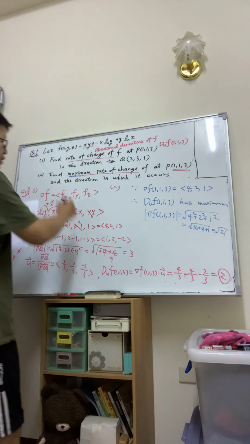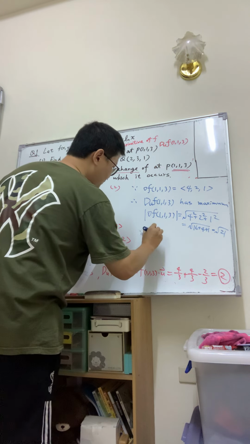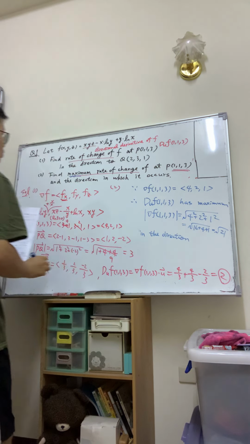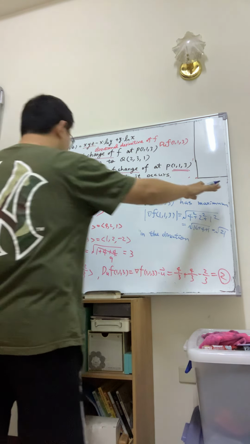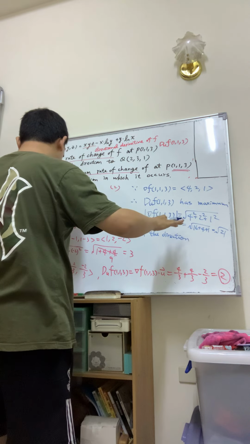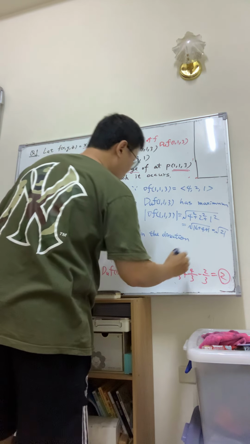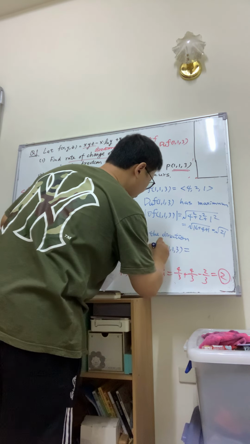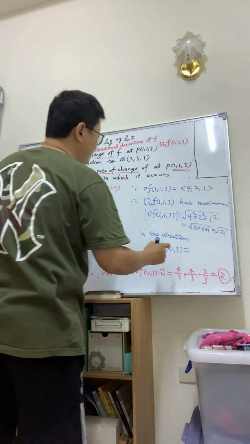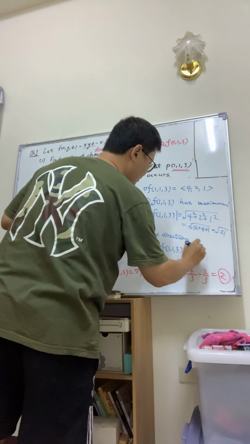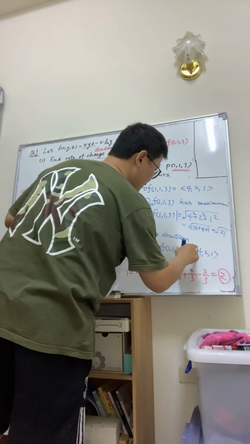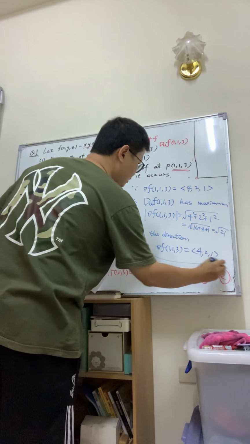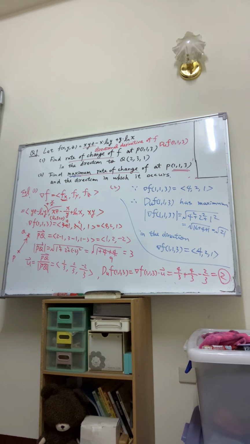And in which direction? In the same direction as the gradient. So in the direction of gradient f at (1, 1, 3). So the direction is exactly (4, 2, 1), in the same direction. So that's the solution of the second subproblem.